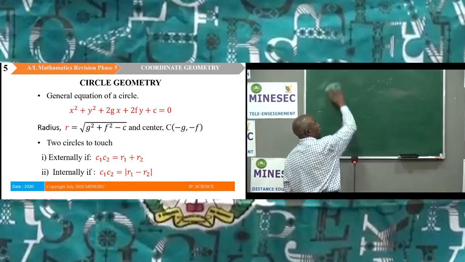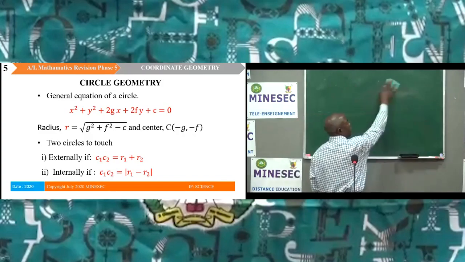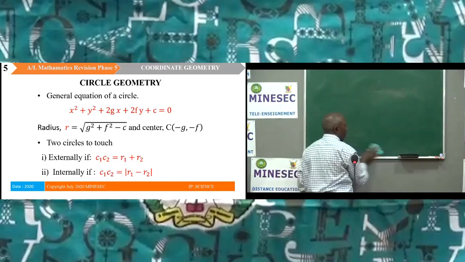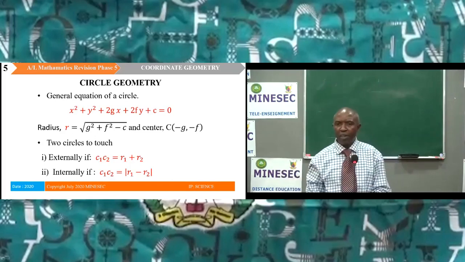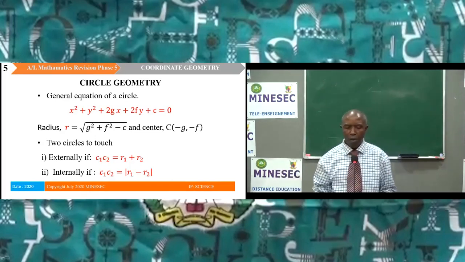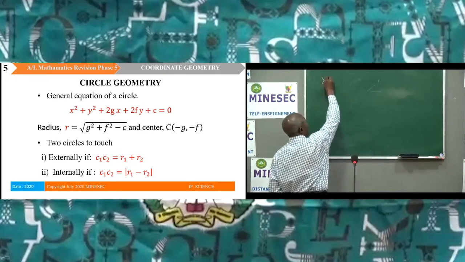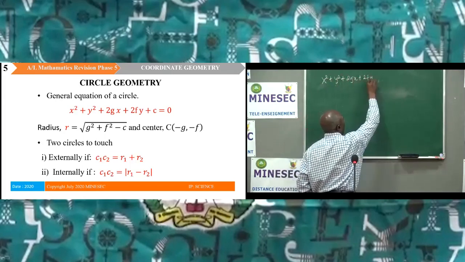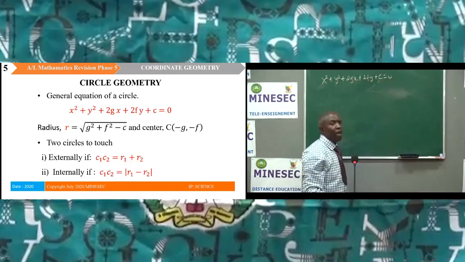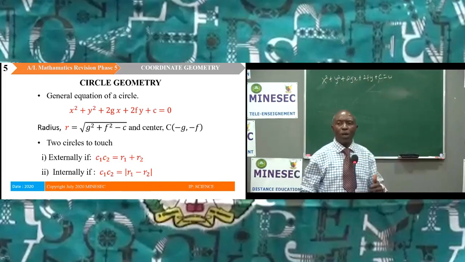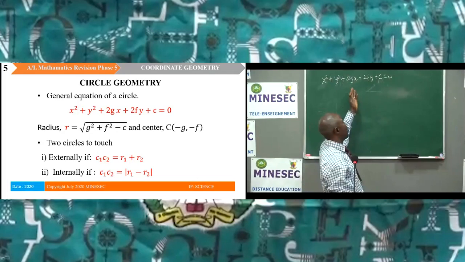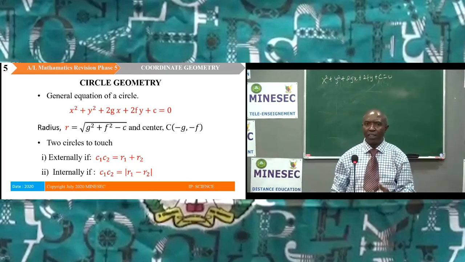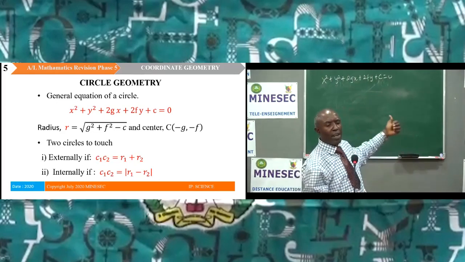Once we are dealing with circles, it is very important to always take this general equation first, and then start asking yourself the question of how to handle the circle problem. Here we have x squared plus y squared plus 2gx plus 2fy plus c equal to 0. Once we are given any equation of a circle to handle, we need to compare it with this general equation, so that if we are looking for the center or the radius of a circle, we can now obtain them easily.